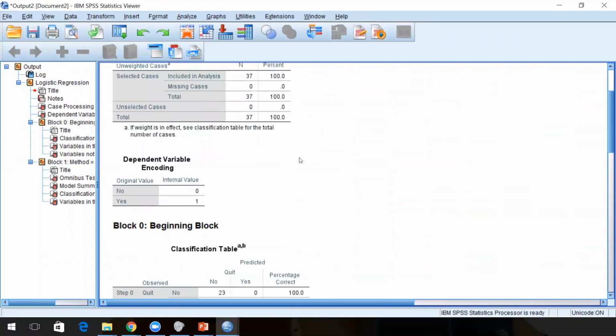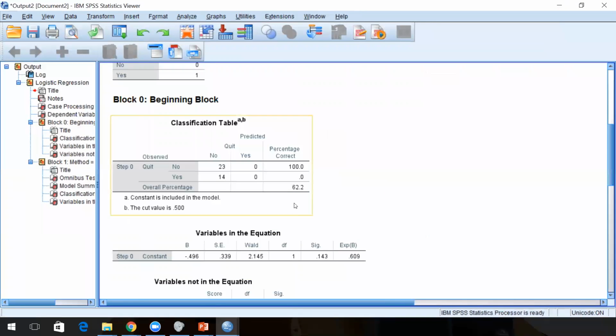And here's our results. It starts with this first classification table, which tells us how it would predict whether someone quit or not if there was no information. We know 62.2% of people did not quit. So if you had to guess if any one person quit, you'd say they did not quit, right? And that's exactly what SPSS does. It takes everyone, and it predicts that they did not quit. And for 23 of those people, it's correct. For 14, it's incorrect because 14 of them did quit. So it's right 62.2% of the time.